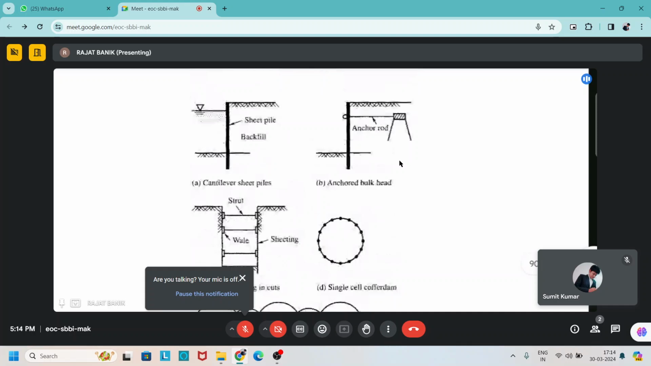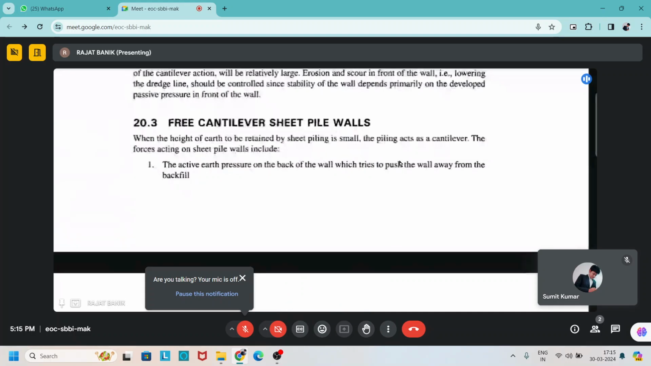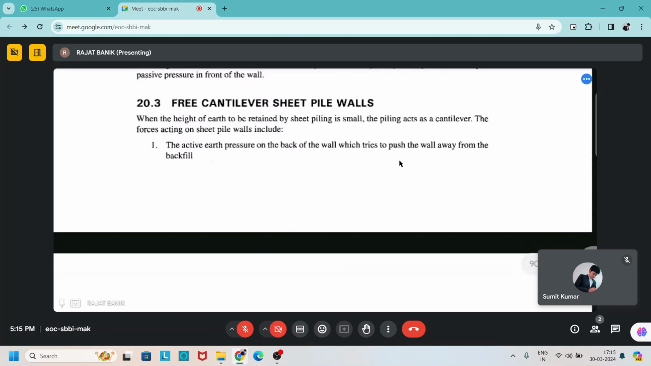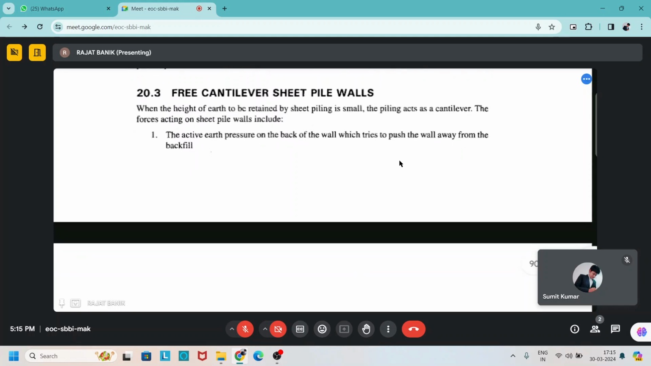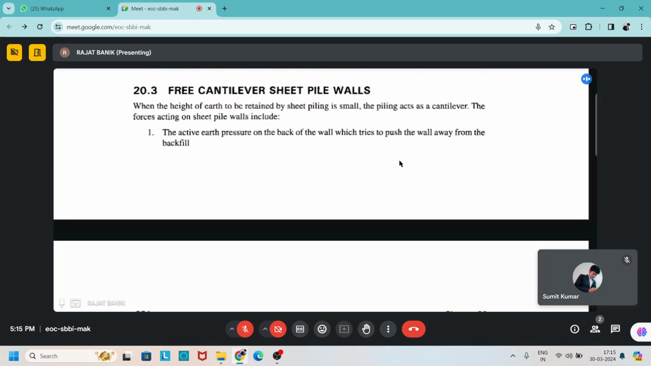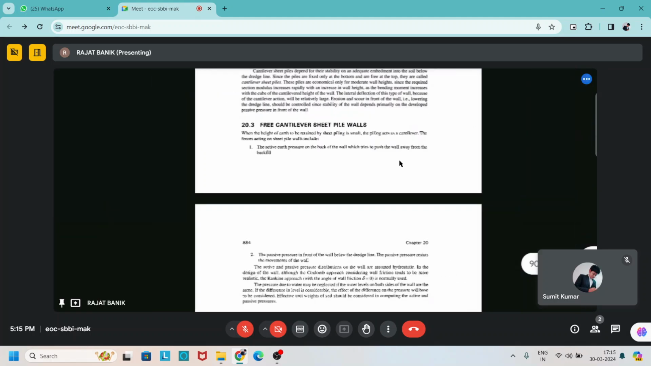Now, free cantilever sheet pile wall. When the height of the earth to be retained by sheet piling is small, the piling acts as a cantilever. The forces acting on the sheet pile include the active earth pressure on the back of the wall, which tries to push the wall away from the backfill.